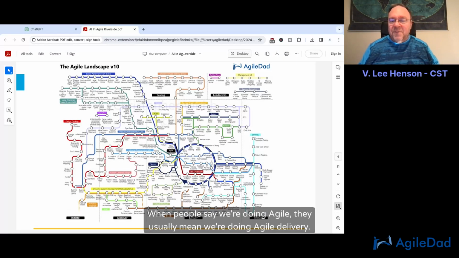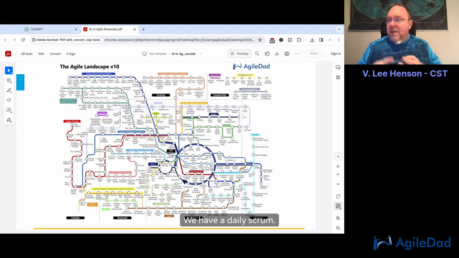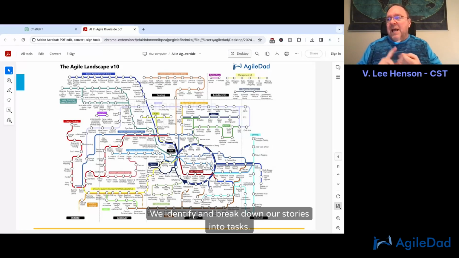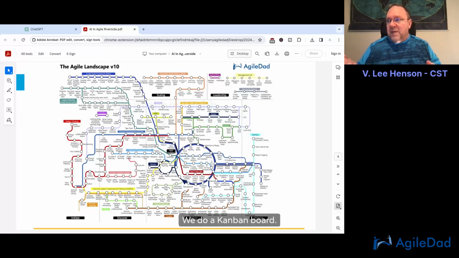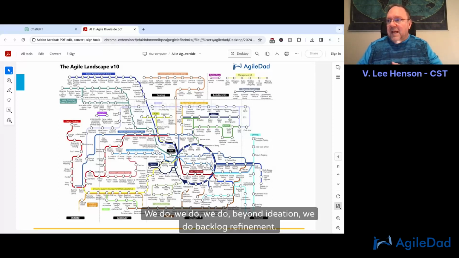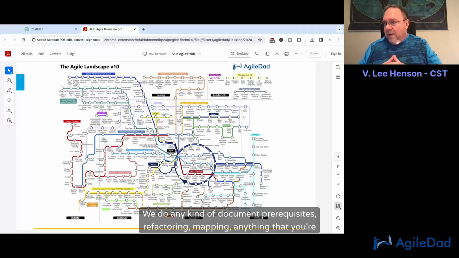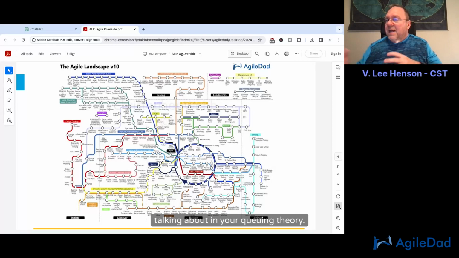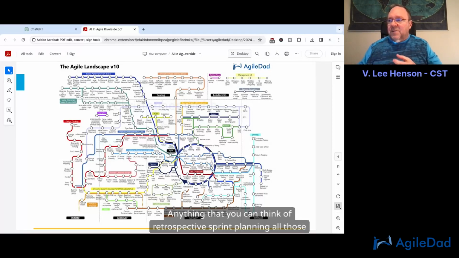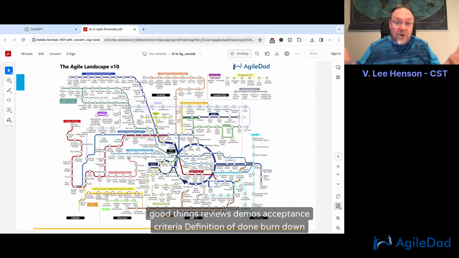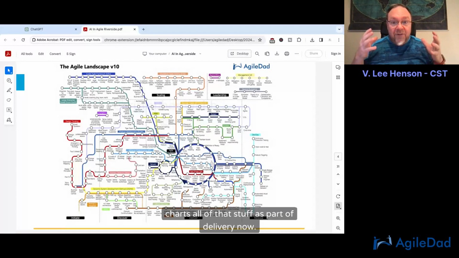When people say we're doing Agile, they usually mean we're doing Agile delivery. We're doing sprint planning. We have a daily scrum. We identify and break down our stories into tasks. We create a task board. We do a Kanban board. We have feedback loops. We do backlog refinement. We do backlog grooming. We do feedback loops. We do any kind of document prerequisites, refactoring, mapping, queuing theory, anything that you can think of, retrospective, sprint planning, all those good things, reviews, demos, acceptance criteria, definition of done, burn down charts. All of that stuff is part of delivery.